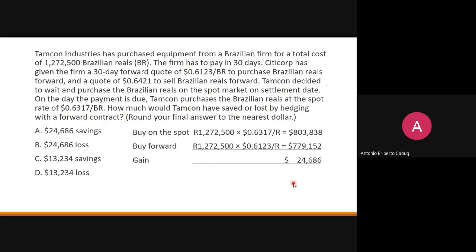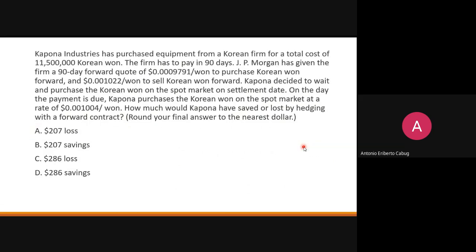The correct answer is 24,686 gain. Bakit siya gain? Ang ginawa niya, yung forward. Mas mababa yung cost. Sana malinaw ha. I hope that's clear. Bawi kayo sa susunod na tanong. Okay? So, this is a similar problem and take note of the question.